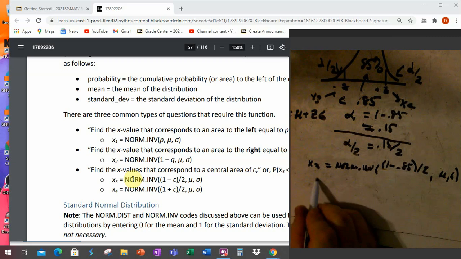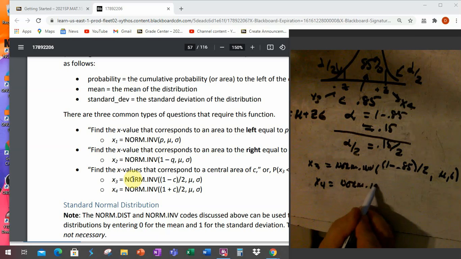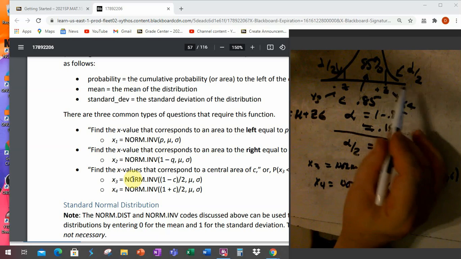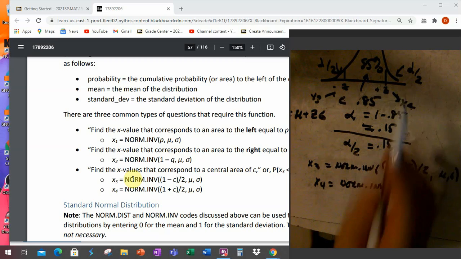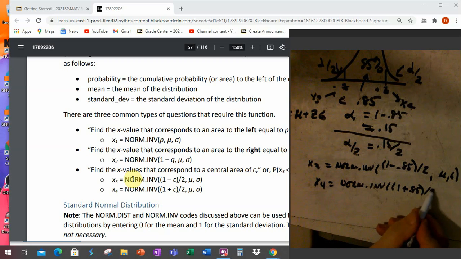Okay, the next one looks pretty funny, but it works out. It works out to give you 1 minus this stuff over 2, and it turns out to be, so you would enter 1 plus 0.85 /2, and then give it your mean and standard deviation. And it'll do this for you.